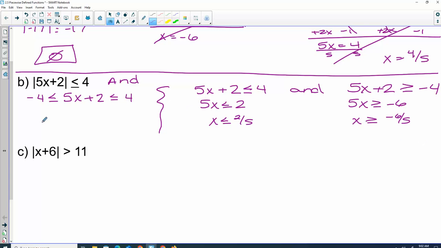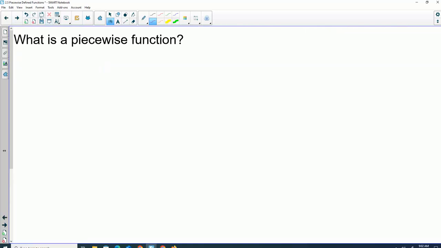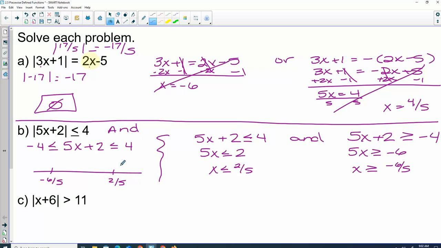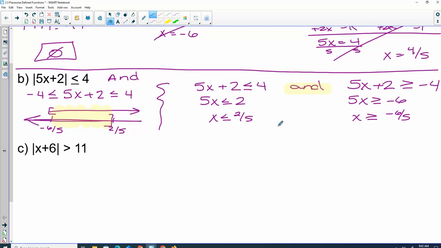One. If you think about your graph, if you do it this way, you're probably going to need to draw a graph at the end. Less than or equal to 2/5 would be starting at 2/5 and going to the left. Greater than or equal to negative 6/5 would start here and go to the right. Because it's an and, you can only take the overlap, what got shaded by both of them, and it's in between those two numbers. So your actual answer is the interval, -6/5 to +2/5.